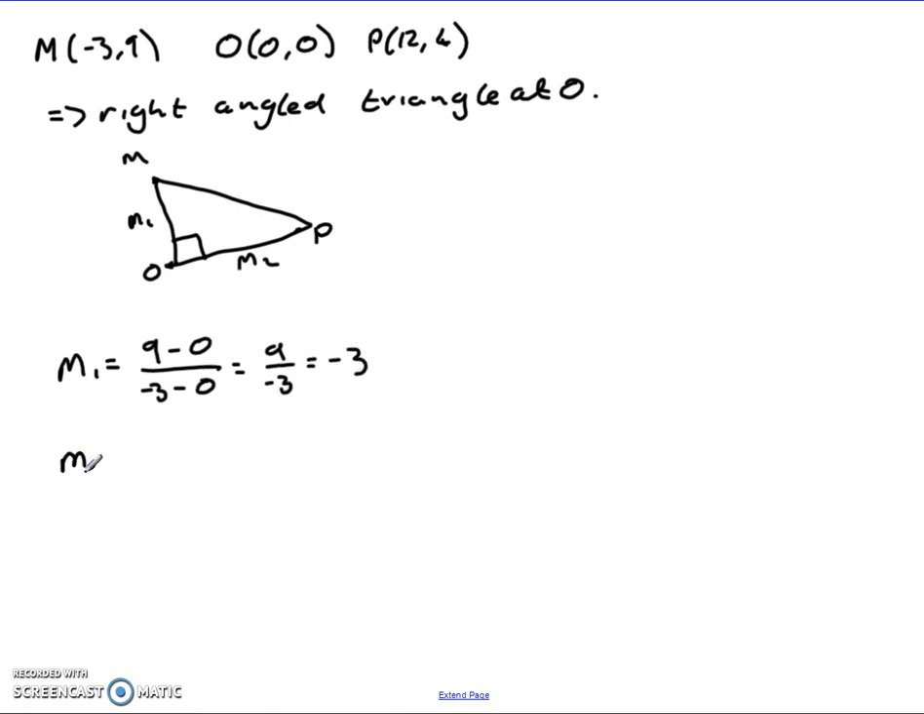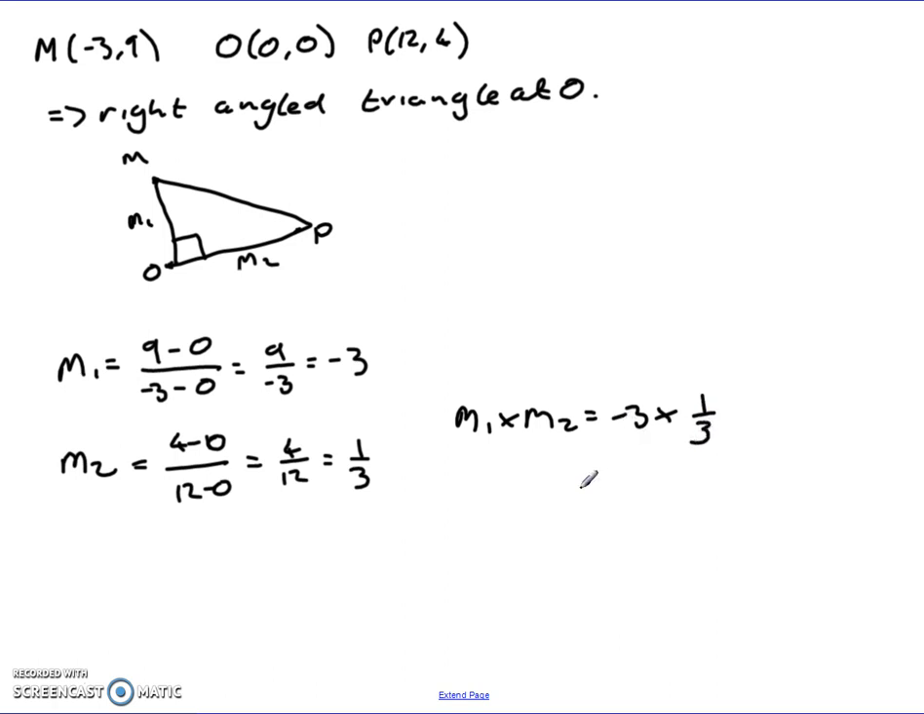I would then do my second gradient, the gradient of O to P. In this case, I would do 4 take away 0 over 12 take away 0, which gives me 4 over 12, which is 1/3. I would then do the calculation of M1 times M2 equals negative 3 times 1 over 3. Lo and behold, negative 3 times 1/3 is negative 1. Because my two gradients multiplied to give me negative 1, I'm able to say, therefore, it creates a right-angled triangle, and O is where my right angle rests.